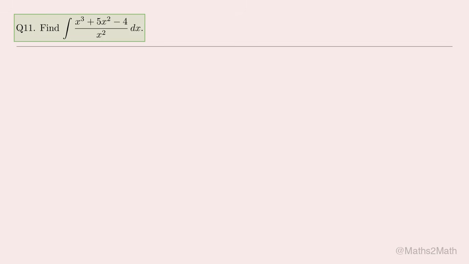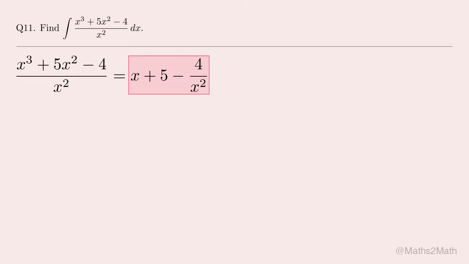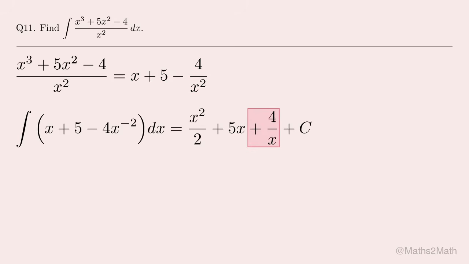Question 11. Divide through by x squared before integrating. 3 easy terms appear. Split the fraction, x plus 5 minus 4x to the minus 2. Integrate, the last term gives plus 4 over x.